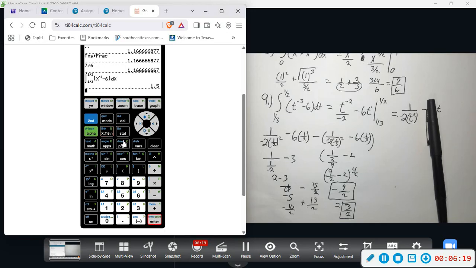And this one gives me 1.5. And of course, if you hit math and then enter twice, it shows you 3 over 2. So, not really sure why the previous one didn't show us the exact answer, but you can use that and check some of these answers as well.